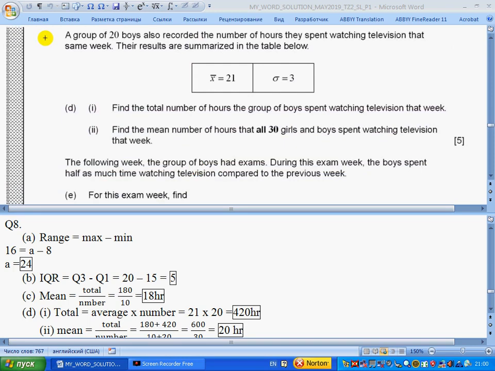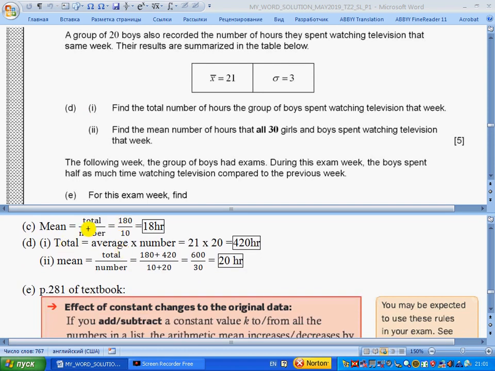A group of 20 boys also recorded the number of hours they spent watching television that same week. Their results are summarized in the table below. Find the total number of hours the group of boys spent watching television that week. So now we are using the same formula, mean equals total by number, rewritten for total. Total will be average by number. Average is 21, and number is 20 boys. So total will be 420 hours.